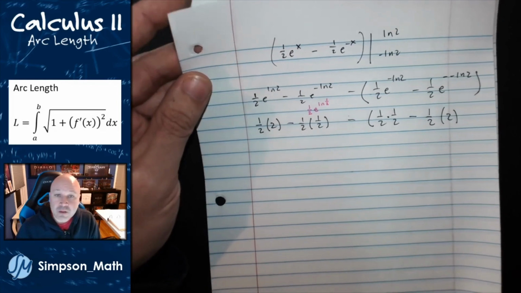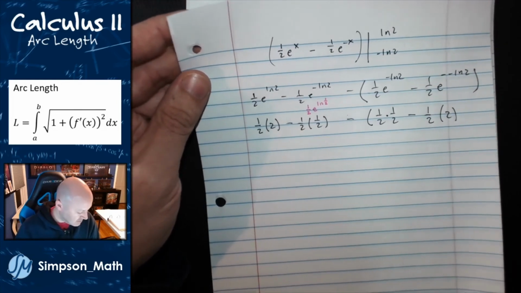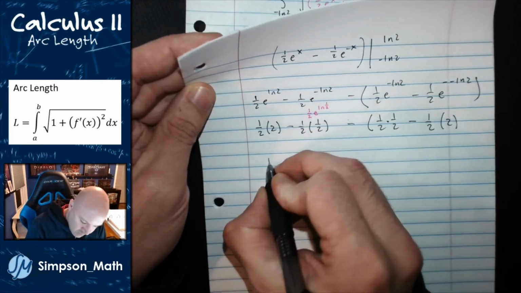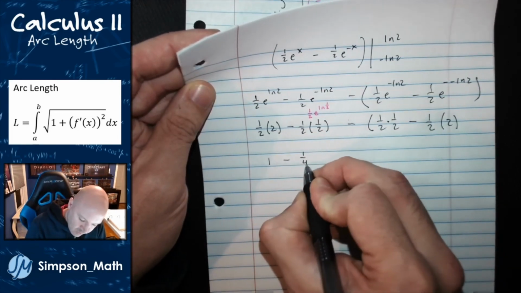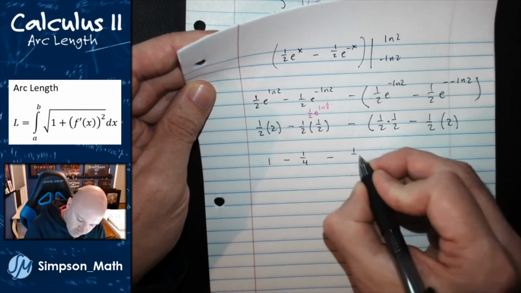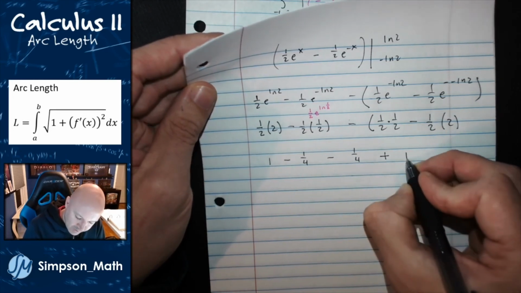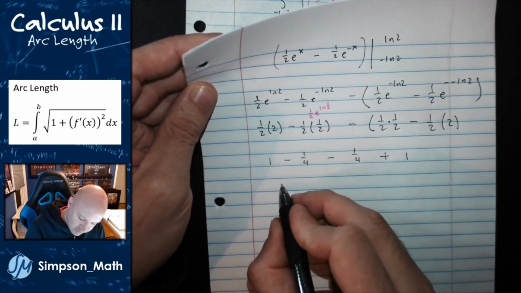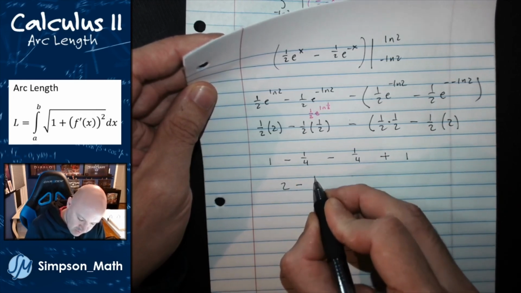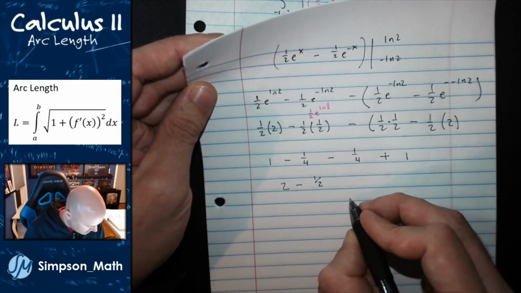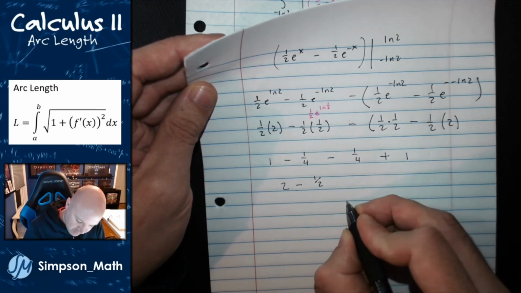All right. I did it different in my notes, but I think it's going to come out okay in the end. This is 1 minus 1/4 minus 1/4 plus 1. So I get 2 minus 2/4 or 1/2. I get 3/2.